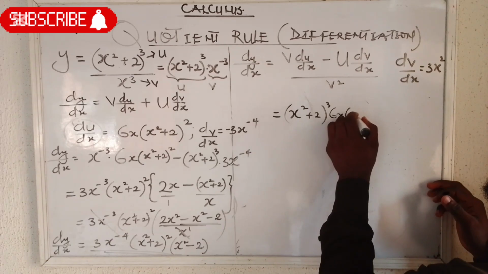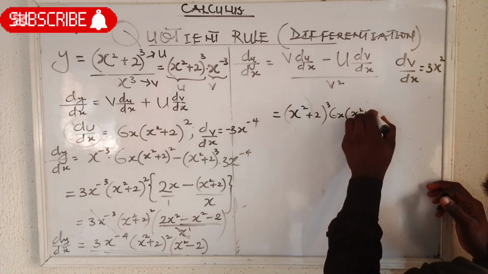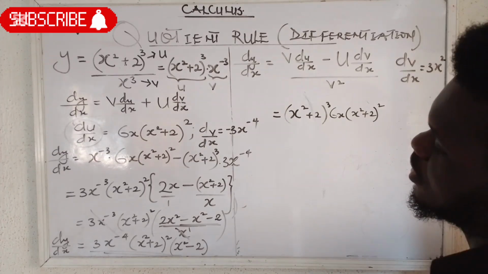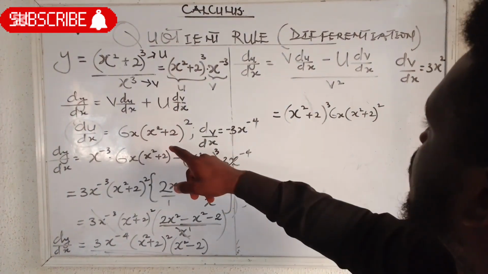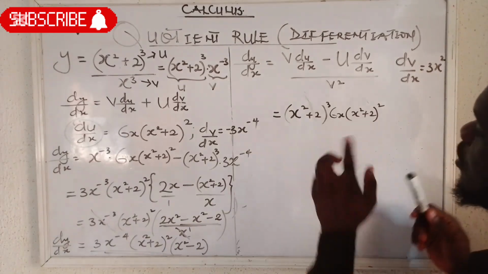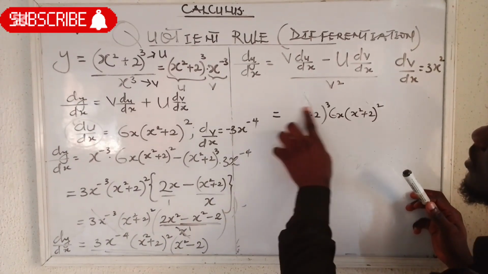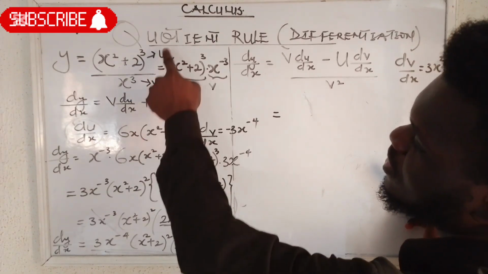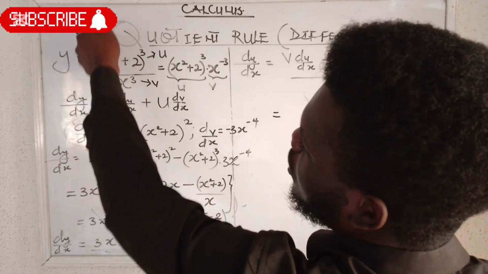6x, x squared plus what? 2 to the power of 2. So this is what we got. Yes, to the power of 2. So once you've gotten that, that's v. Mind you, that was an error. What was v? Let's not get it twisted. This is uv, the quotient arrangement.